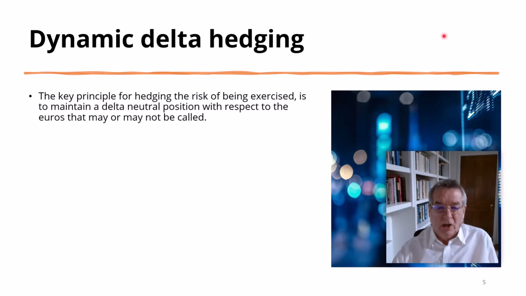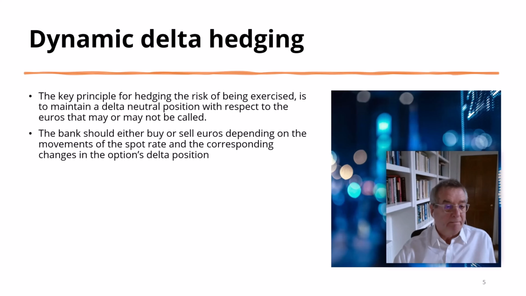And one of the main ways to do that is through a process known as dynamic delta hedging. The key principle for hedging the risk of being exercised is to maintain a delta neutral position with respect to the euros that may or may not be called. The bank should either buy or sell euros depending on the movements of the spot rate.